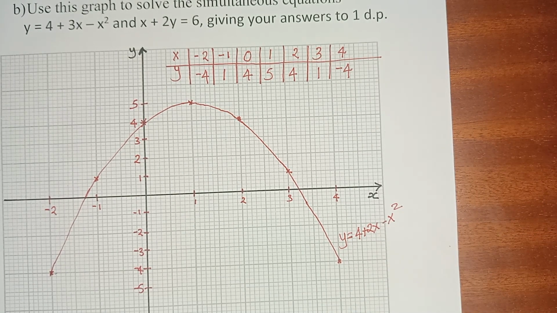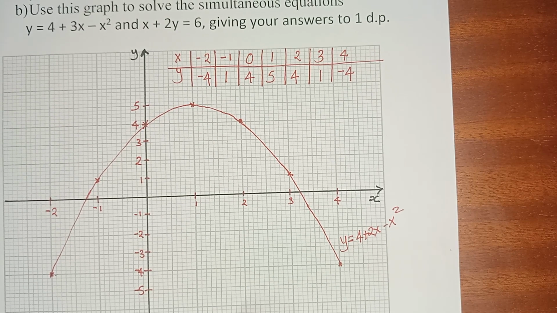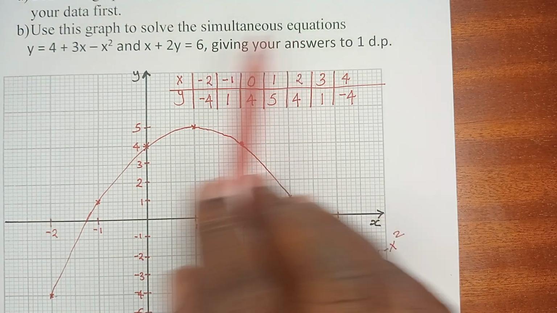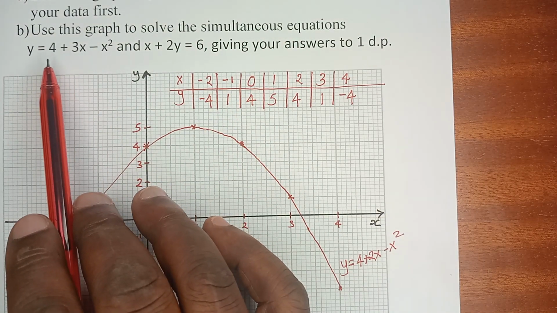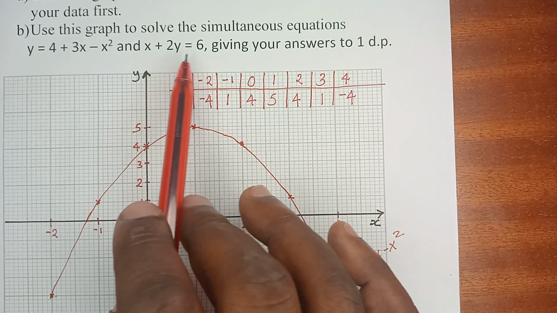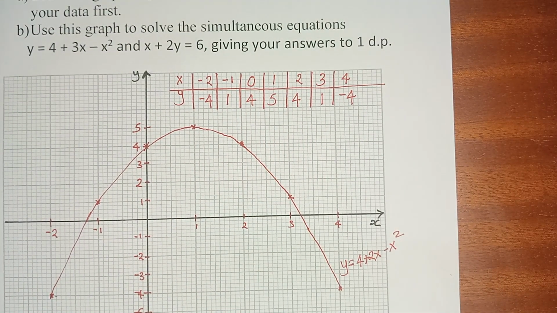That is it. Now, the question is, using this graph, solve the simultaneous equations y equals 4 plus 3x minus x squared, and x plus 2y equals 6, giving your answers to one decimal place. What are we expected to do? The simultaneous equations we are expected to solve are given here.